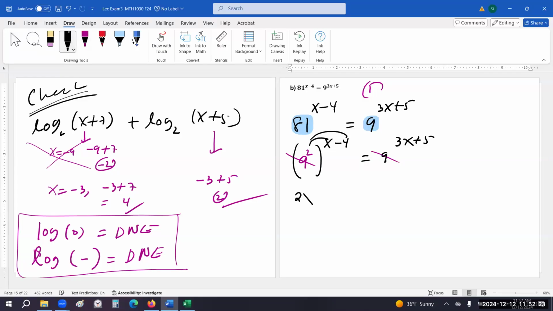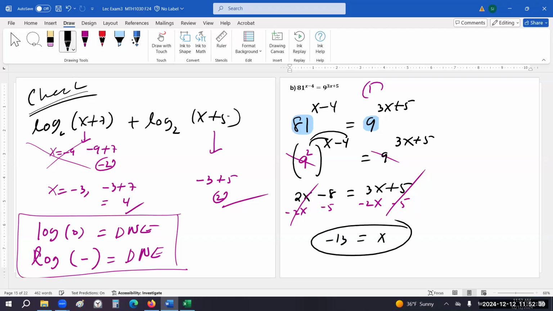We can distribute here, we don't have time. So 2x minus 8 gives us 3x plus 5. I'll take out 2x because it's smaller, and I'll subtract 5. So we have x is negative 13. And for exponential, negative doesn't matter. For log, we have to check.